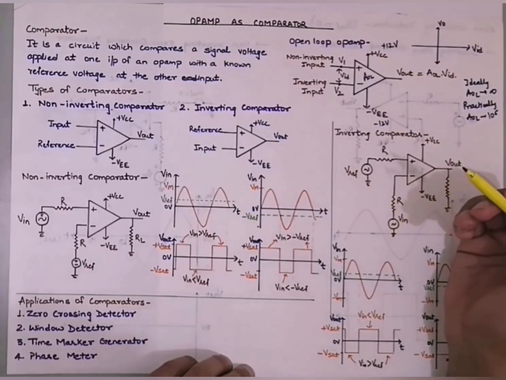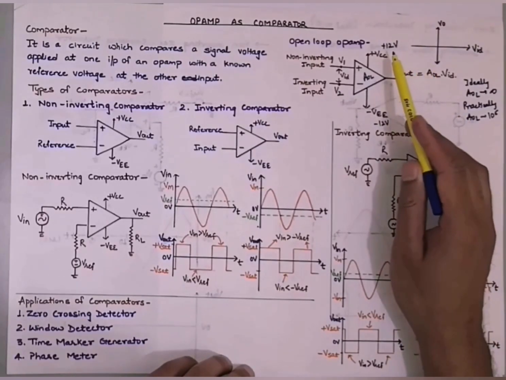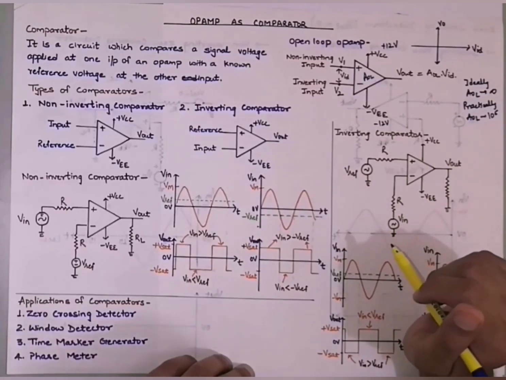I will call it here plus V saturation and minus V saturation because the output voltage is slightly less than these biasing voltages, meaning the value can never be equal to 12, it will be less than 12. So I will call it here plus V saturation and minus V saturation.